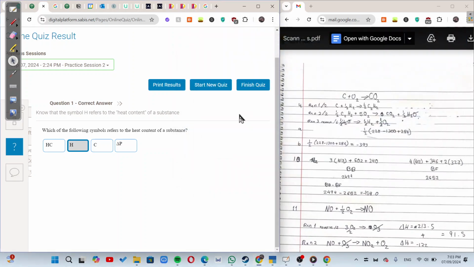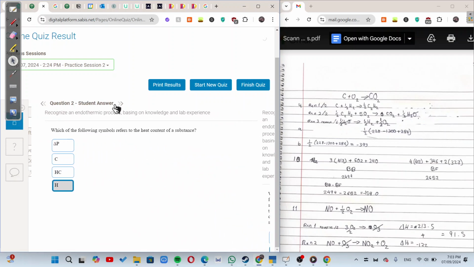Hi everyone, so today we're solving the week 3 chemistry quiz. First question, it's asking which of the following symbols refers to the heat content of a substance. It's H, and just memorize it as it is. It's not anything to solve.